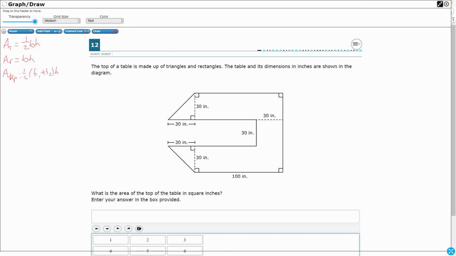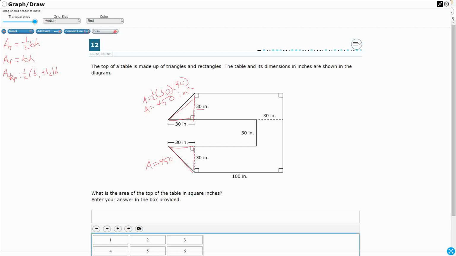So let's see what we've got here. One way to think about this is to break it up into a whole bunch of small little pieces. So I could say I've got a triangle here, and I've got a triangle here. Each of those is going to use the 1/2 base times height. So this area right here is going to be 1/2, my base is 30, and my height is also 30. So that's 1/2 of 900, which is 450 inches squared. Both of these triangles are the exact same dimensions, 30 and 30, so I'm going to put this down also as 450 inches squared.